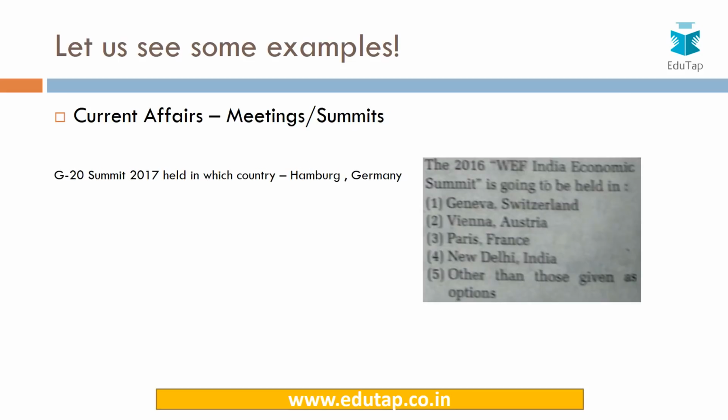Now let us have a look at the examples of meetings and summits type questions. Here there was a question which asked G20 Summit 2017 was held in which country? Now here again this is a very straightforward question provided we are updated with the current affairs. Then this 2016 World Economic Forum India Economic Summit is going to be held in which place? So basically not only the events which have been held, but the events which are going to be held in the near future can also find a place in the paper as a question.